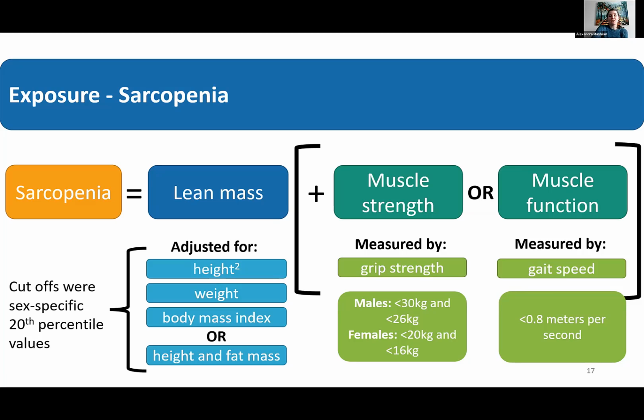So for lean mass, we adjusted for the 4 different techniques: height squared, weight, body mass index, and regressing on height and fat mass. And there aren't many cutoffs suggested in the literature for all 4 of these. What we did was we used the lowest sex-specific 20th percentile values as a cutoff, with sensitivity analyses using the 10th and 40th percentiles. And we had 2 different cutoffs for grip strength, which was our measure of muscle strength. And for muscle function, it was measured by gait speed, and we used a cutoff of 0.8 meters per second. And we looked at all combinations of these methods of adjusting for lean mass plus muscle strength, and again with gait speed.